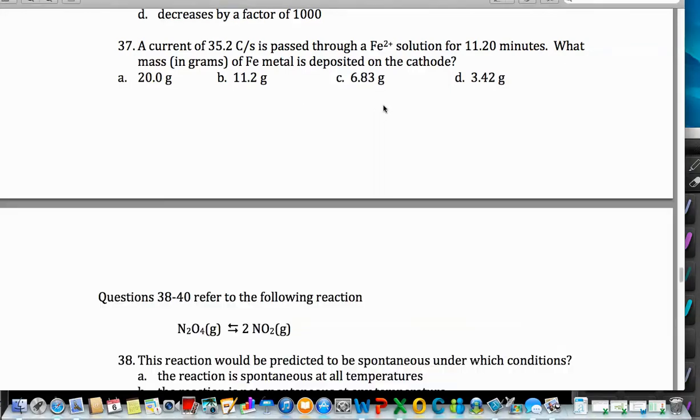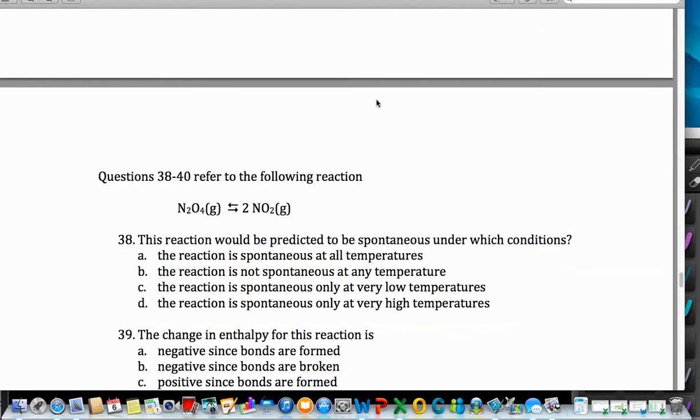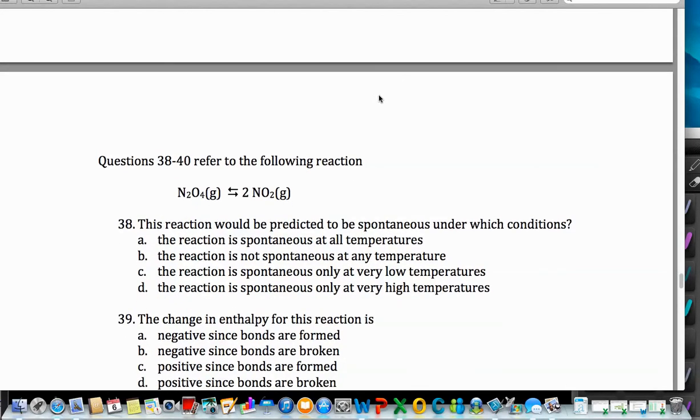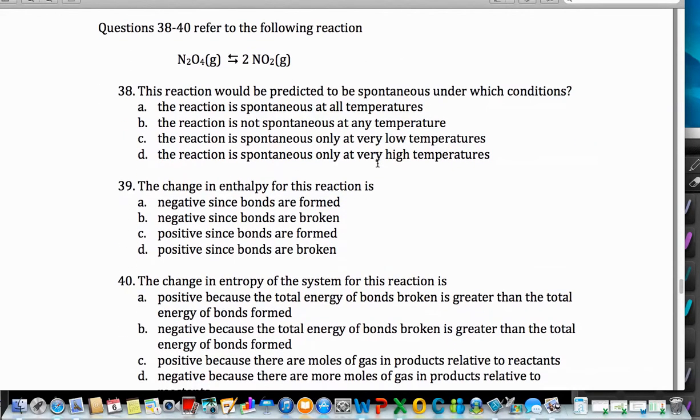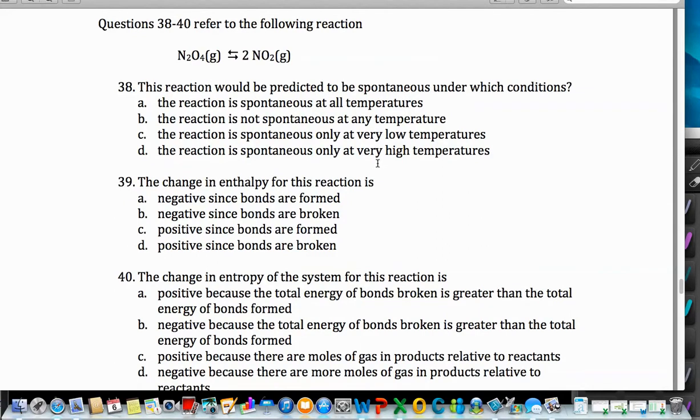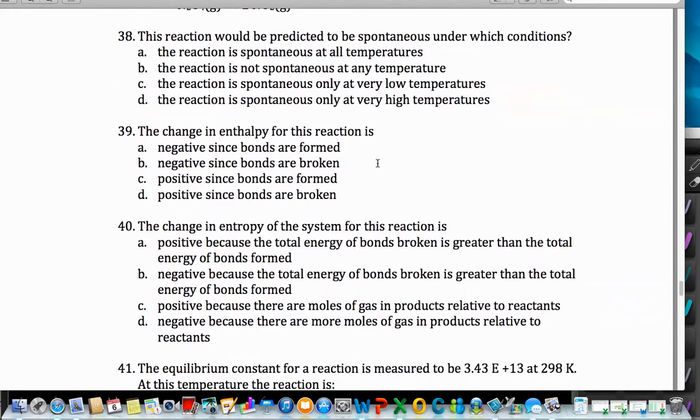All right, so 38 through 40 refer to the following equilibrium. 38 asks, this reaction would be predicted to be spontaneous under what conditions? Certainly it is going to be entropically favored, but it is going to be endothermic because you're breaking a bond. Therefore, it would be spontaneous at very high temperatures. So that should correspond to choice D.